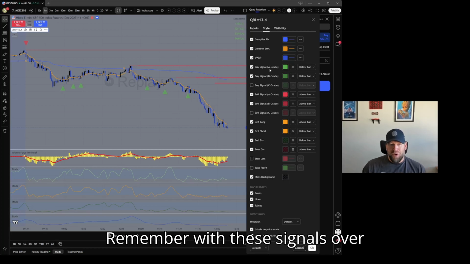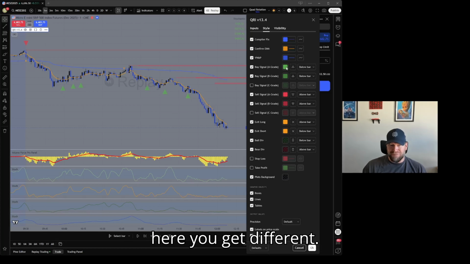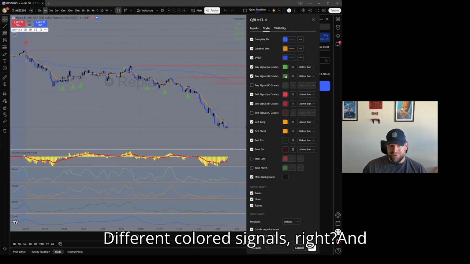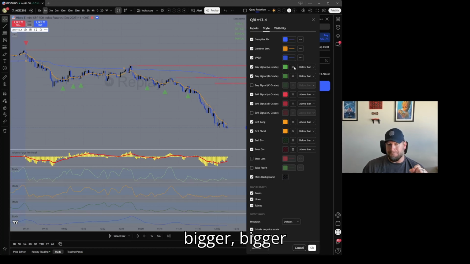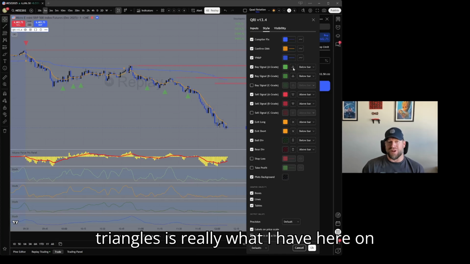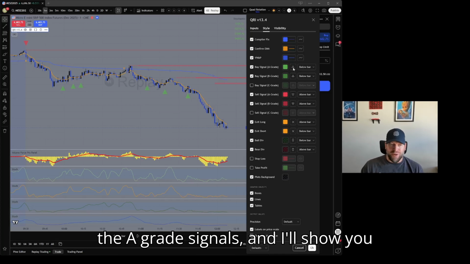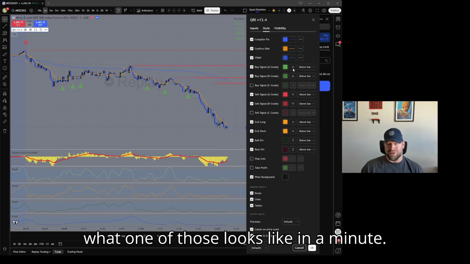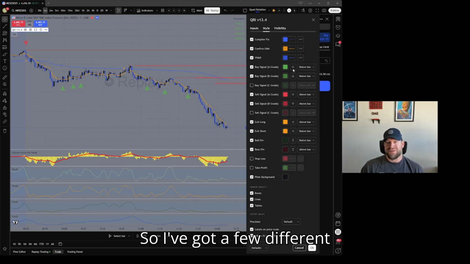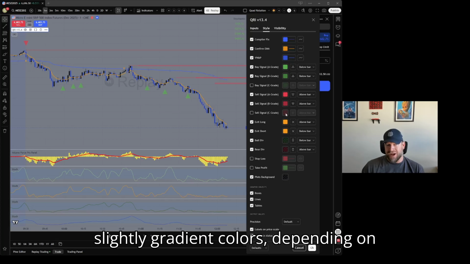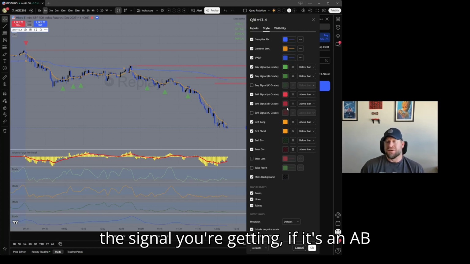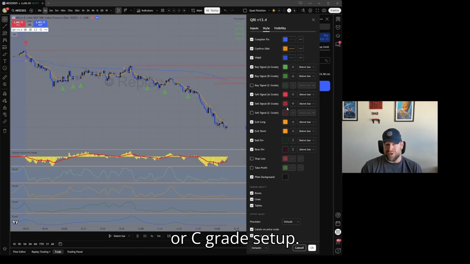Remember, with these signals over here, you get different colored signals, right? And bigger triangles is really what I have here on the A grade signals. And I'll show you what one of those looks like in a minute. So I've got a few different sizes and different colors, slightly gradient colors, depending on the signal you're getting, if it's an A, B, or a C grade setup.